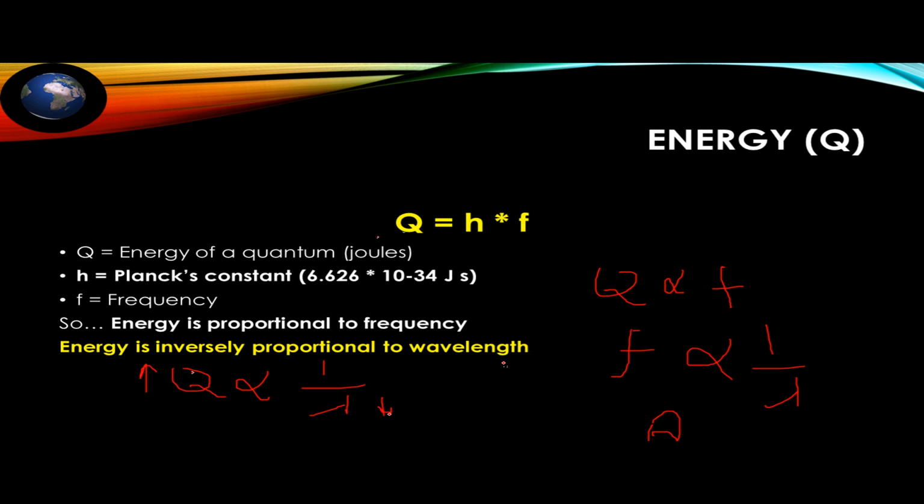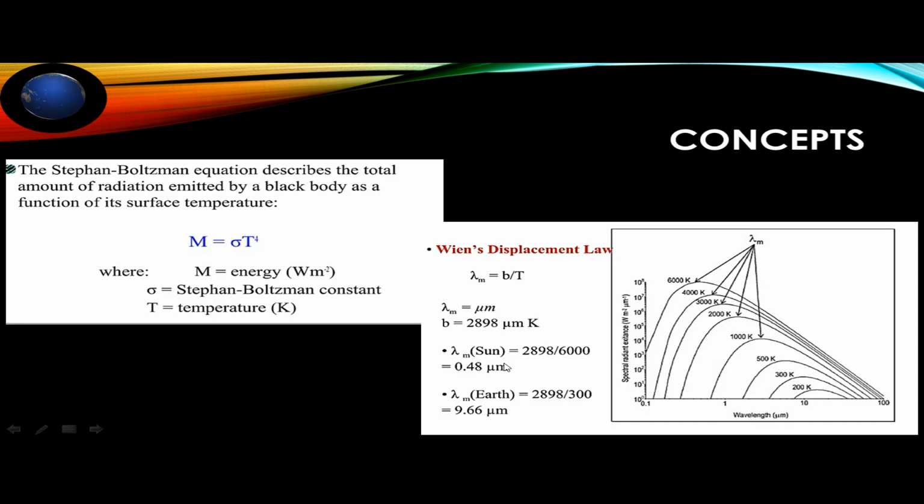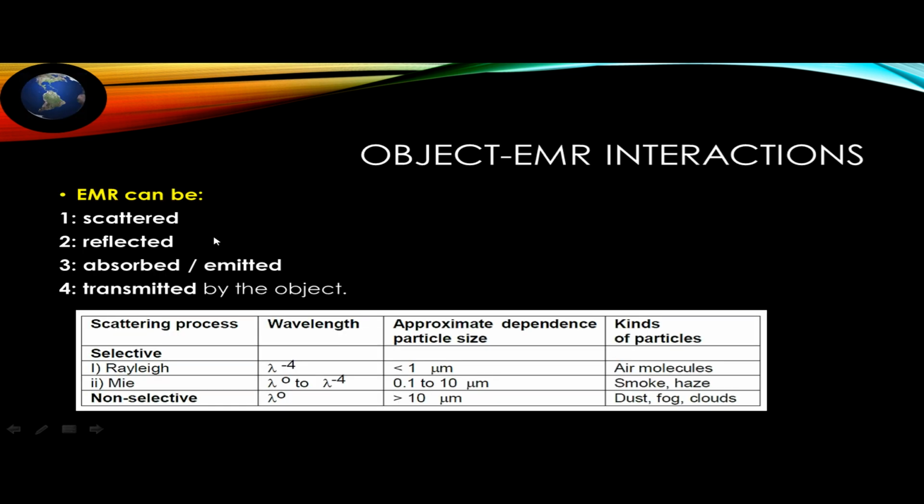Okay, let me continue. Then a few more concepts are there through this energy and the laws: Stefan-Boltzmann law and Wien's displacement law. What the Stefan-Boltzmann law is telling is the equation describes the total amount of radiation emitted by a body, a black body, as a function of its temperature. It means the energy M here is the energy in watts per meter square.